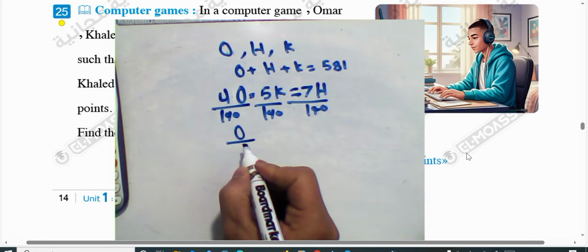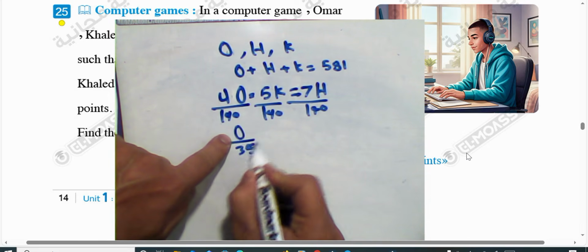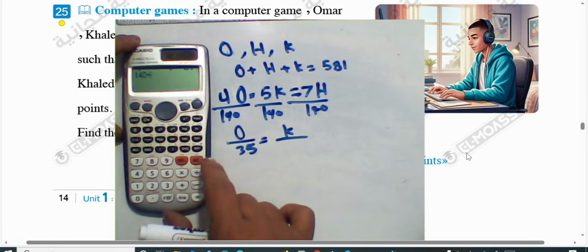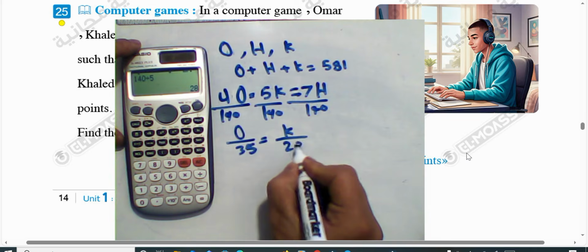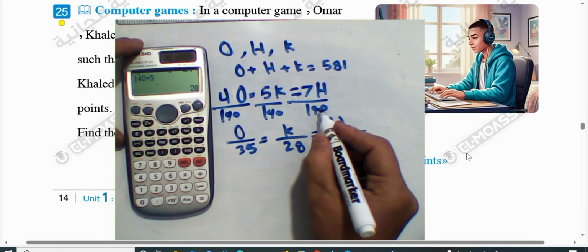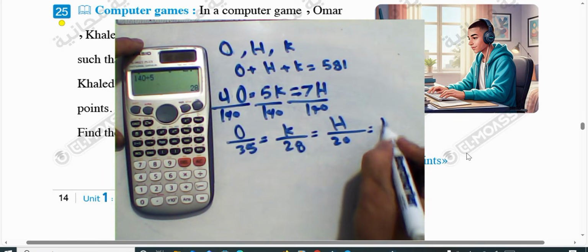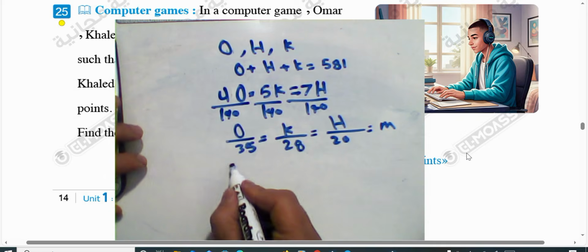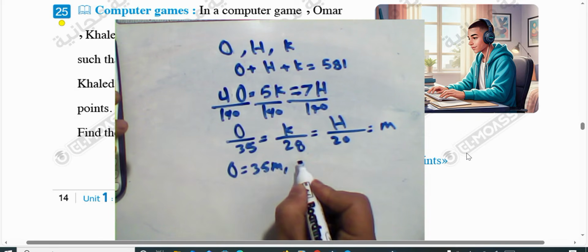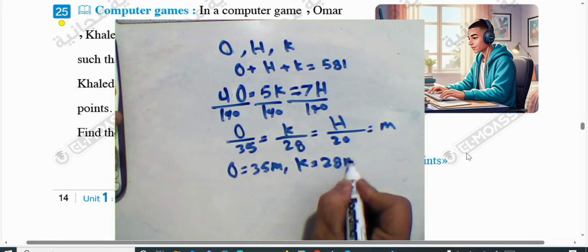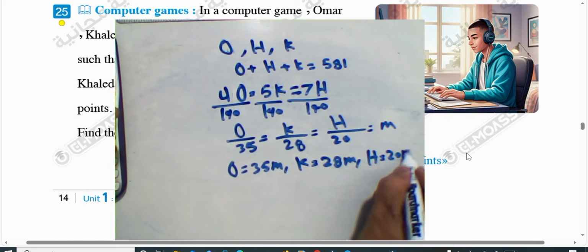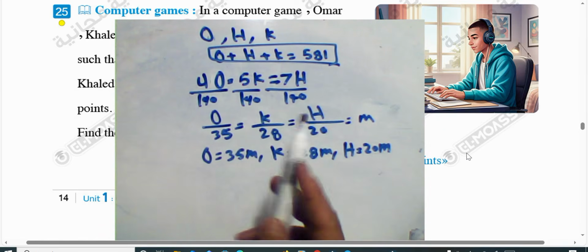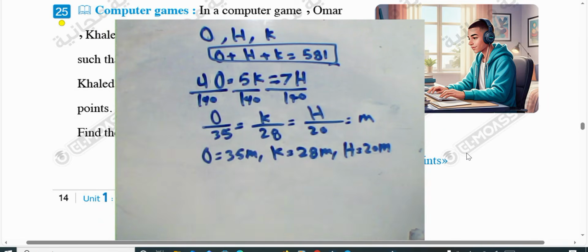Then Omar's points over 35 equals Khalid's over 5, and 140 divided by 5 was 28, equals Hamza's points, and 140 divided by 7 will be 20. Put here a constant M. M here is a constant. Then the points of Omar equal 35M, the points of Khalid equal 28M, and the points of Hamza are 20M. They gave me the relation that the sum of the points of Omar, Hamza, and Khalid was 581.